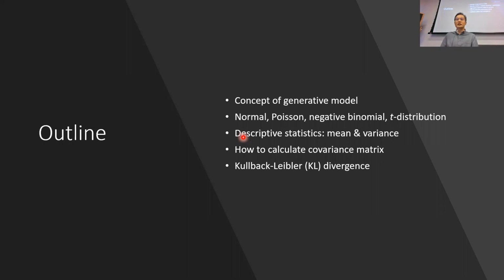Then we will mention descriptive statistics. Just very quickly go through those: mean and variance, coefficient of variation, etc. And then we will see how we can calculate the covariance matrix and what that means as well. At the end, we will mention the KL divergence. It's very commonly used when people try to fit one model with another and see the difference between the two.